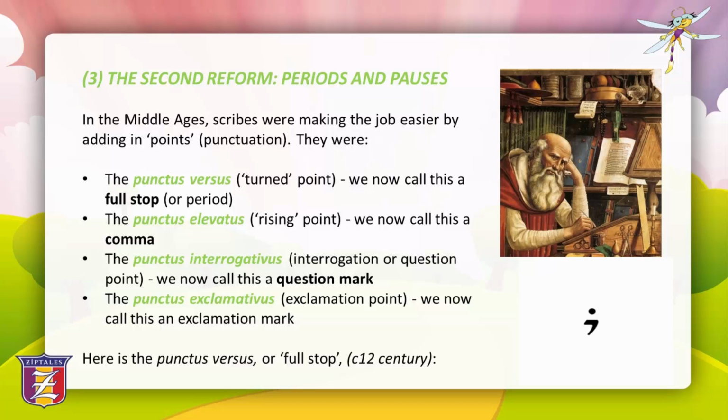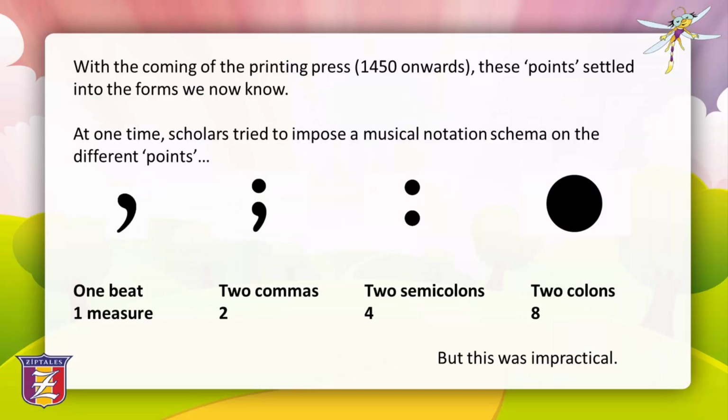Here, for example, is the punctus versus, or full stop, circa 12th century. You can see the connection to our modern full stop, but this is some centuries away from what we know as the now standard modern form. It was only with the coming of the printing press and mass production of books, 1450 onwards, that these points, which had been in flux for centuries, settled into the forms we now know.